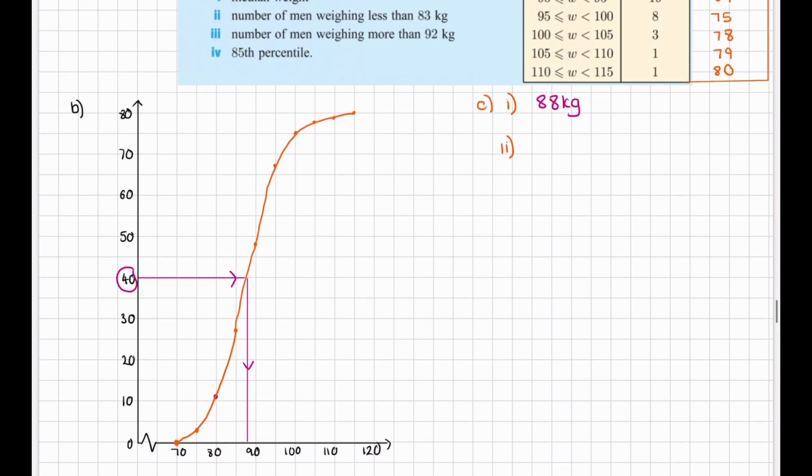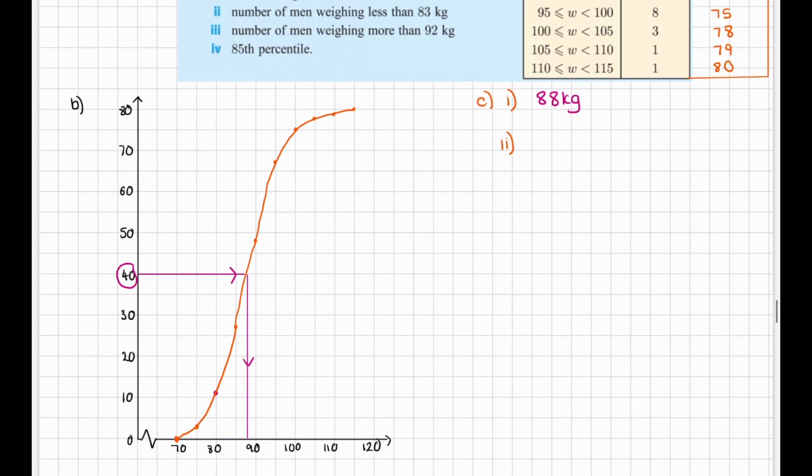Okay, C part 2, the number of men weighing less than 83 kilos. So I want to know how many are less than 83. So we're going to go to our x-axis to 83 kilos, which will be about here. And I'm going to draw up in blue to the line there, and then across, and I get a value of about 20. So we'll be estimating that about 20 people will be weighing less than 83 kilos.